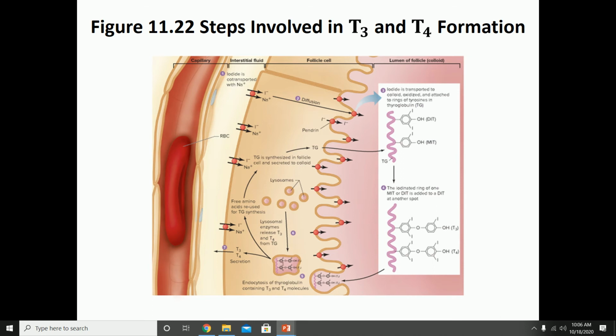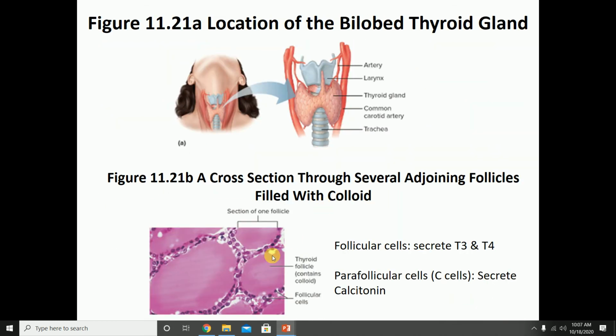So I'll take a look at this whole story in this image. First off, let's understand what we are looking at. Right here is the capillary. That is the interstitial fluid between the capillary and the follicular cells. And this is the lumen of the follicle. This is where the colloid is. So we are looking basically at what is going on in this area between the follicular cell and the colloid.